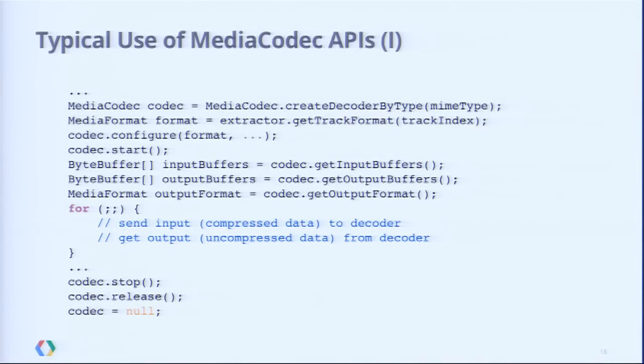Then what follows is basically an iterative process. You just send input data to the codec to do decoding or encoding, and then you get output from the decoder or encoder. So that's an iterative process in the for loop, as I showed on the slide. After you are done with this process, you stop the decoding process, and then you release all the resources associated with this media codec.